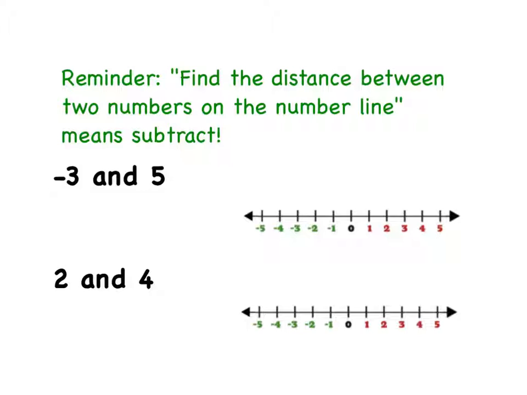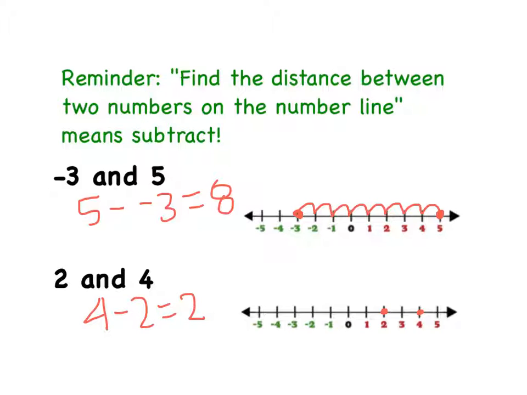So for example, we have -3 and +5. If I counted on the number line, I would get 1, 2, 3, 4, 5, 6, 7, 8 spaces in between. And if we compute this as 5 subtract -3, we also get 8. So you can either use the number line method or you can just do the computation. Similar with 2 and 4, we would do 4 minus 2 to give us 2. Or on the number line, we count 1, 2 spaces.